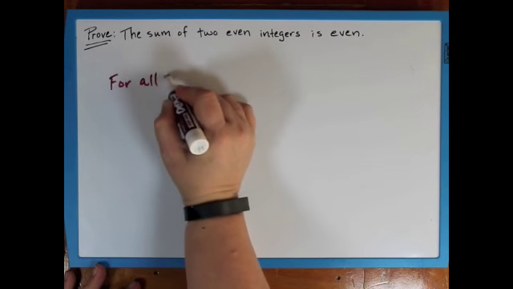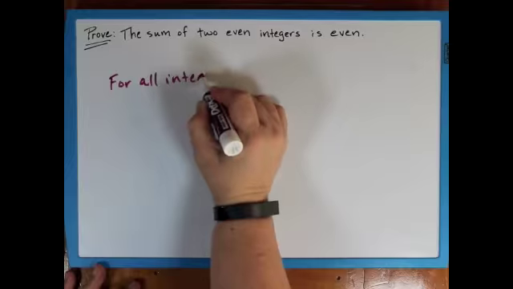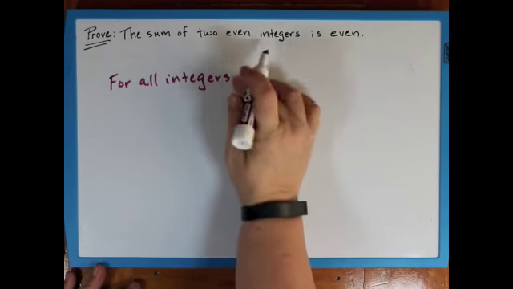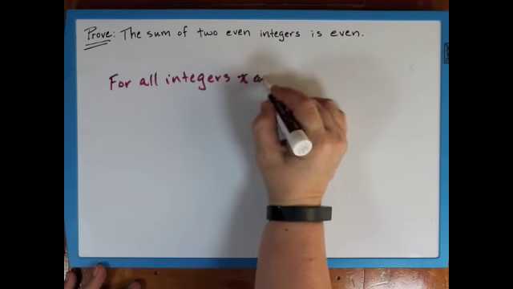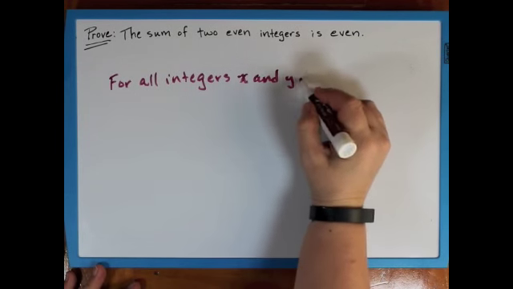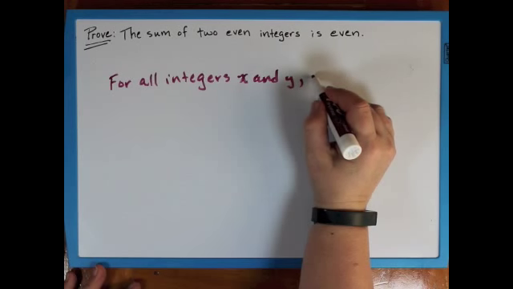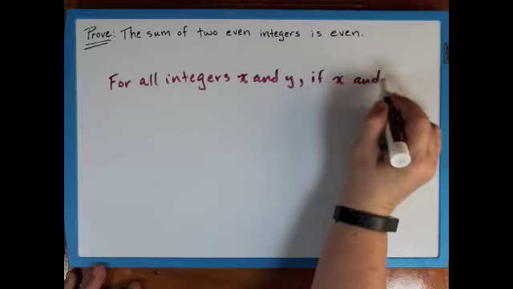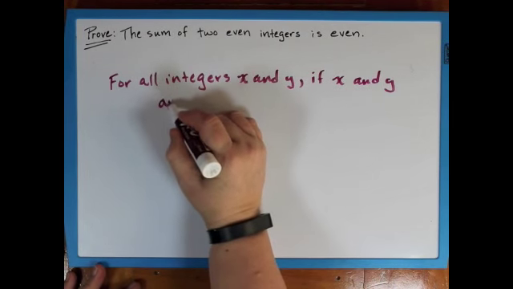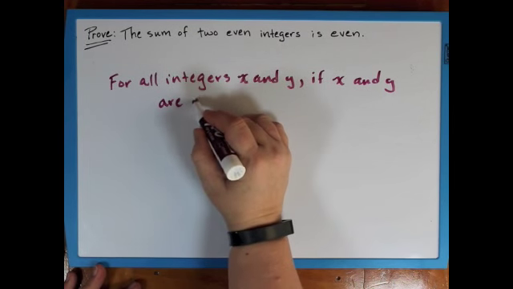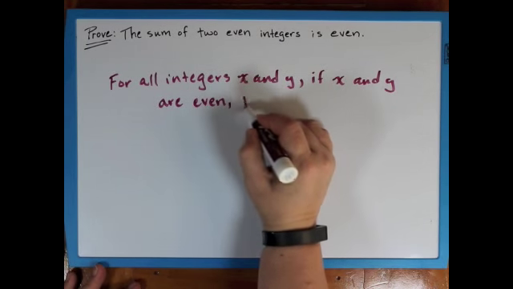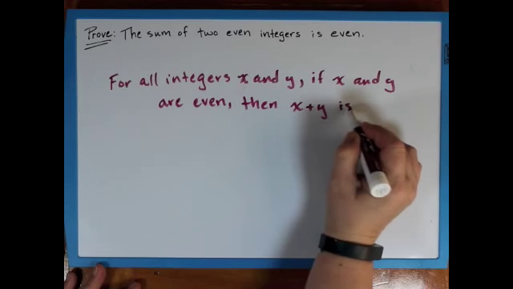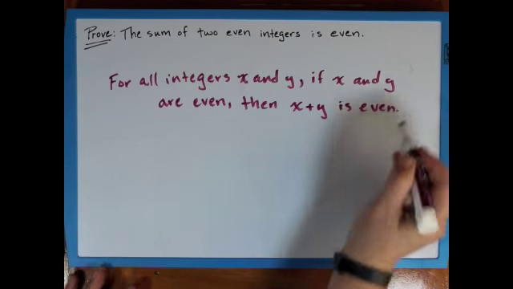For all integers x, y, if x and y are even, then x plus y is even. All right, there I've got it.